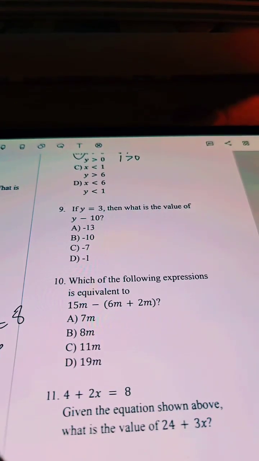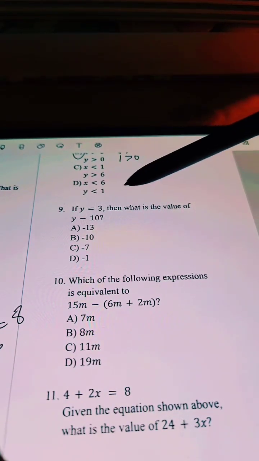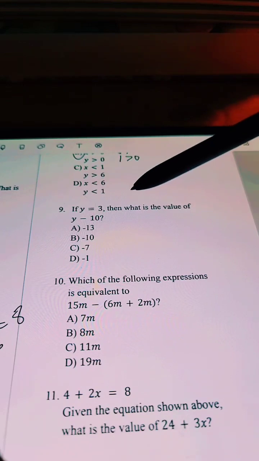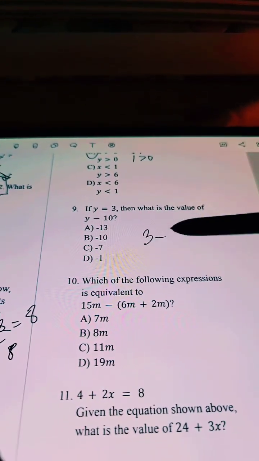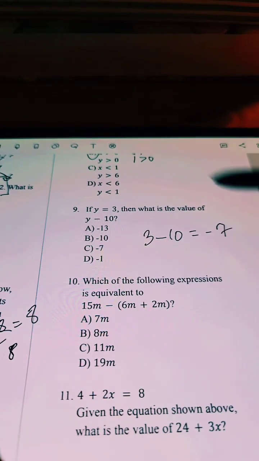So let's go to number 9. If y is equal to 3, then what is the value of y minus 10? So all you got to do is plug in 3 for y. 3 minus 10 is equal to negative 7.